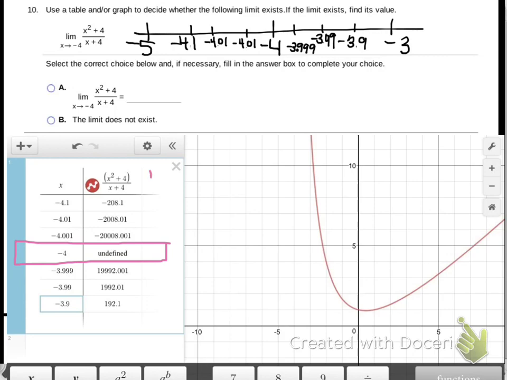What we're asking is, as we approach -4 from the left, is it the same value as we approach on the right? We cannot tell from the graph what's happening because -4 would be right here, and we actually can't see. So -4 on the left looks like -20,000, right? That's this. But on the right, it's +20,000. Those do not agree. The limit does not exist for number 10. Let's go on to number 11.